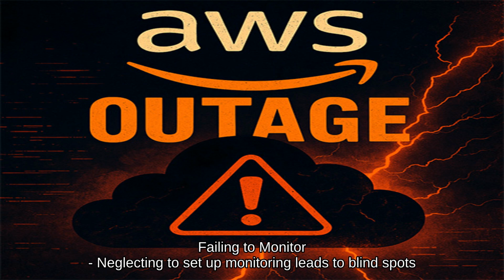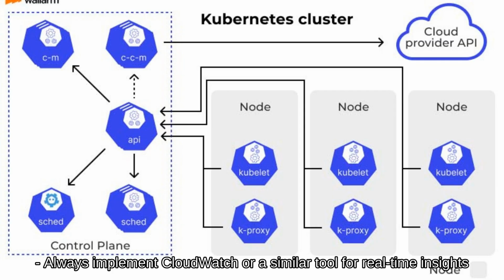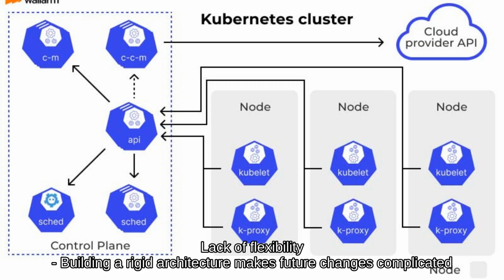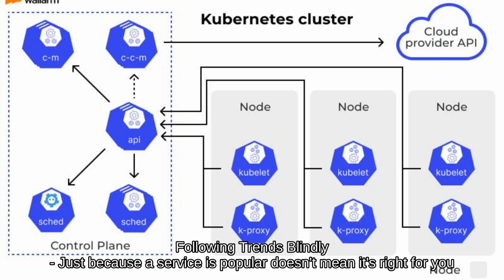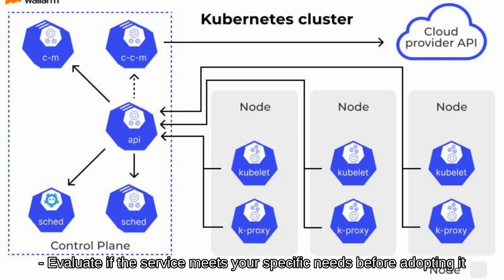Failing to monitor. Neglecting to set up monitoring leads to blind spots. Always implement CloudWatch or a similar tool for real-time insights. Lack of flexibility. Building a rigid architecture makes future changes complicated. Design your system with modular components to allow easy updates. Following trends blindly. Just because a service is popular doesn't mean it's right for you. Evaluate if the service meets your specific needs before adopting it.